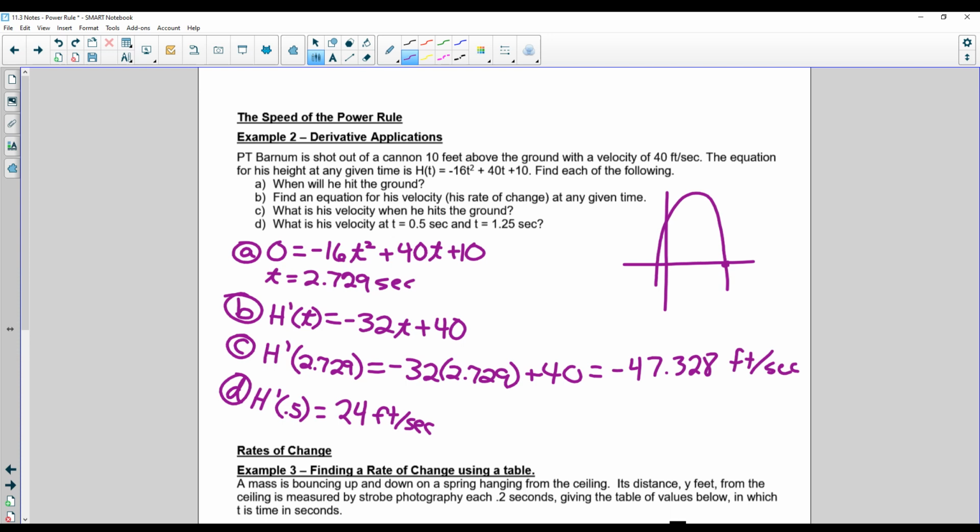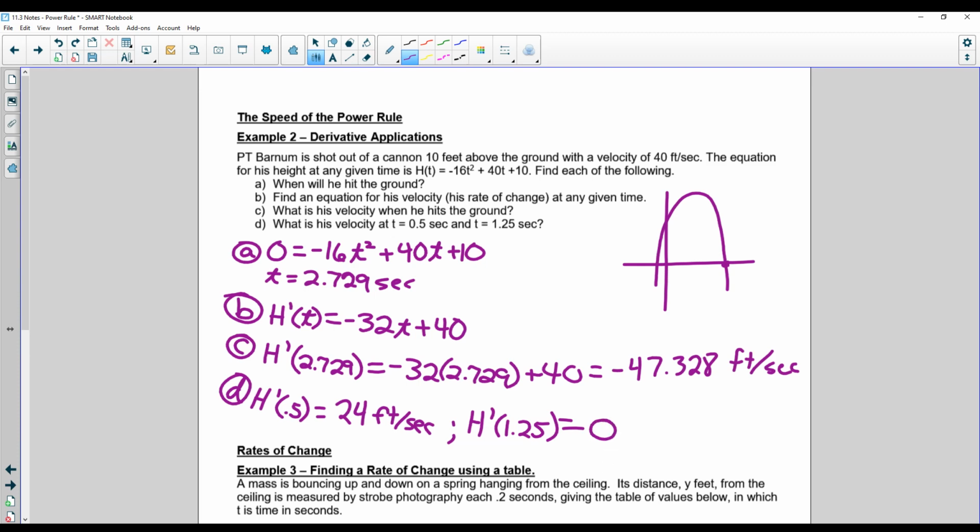All right, and then the next one is very interesting. It says t equals 1.25. So I'm going to do h prime of 1.25. I'm still trying to find his velocity, which is why I'm putting it into h prime. I'm not trying to find his height at 1.25. I'm finding his speed, his rate of change, at 1.25, which is why we plug it into the derivative. So I'm going to take negative 32 times 1.25, add 40 to that, and what in the world? I get 0.